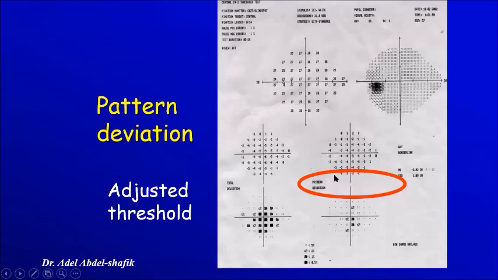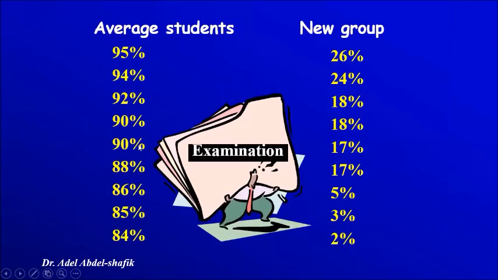What about the pattern deviation? We say that the pattern deviation is adjusted. These values are adjusted. How is it done? To understand it, imagine this is a group of marks for a group of students in an exam, and we arranged the marks that they got from the highest to the lowest. In a second exam, we got another group of students, and the values were very low, from highest to lowest, compared to the first group.